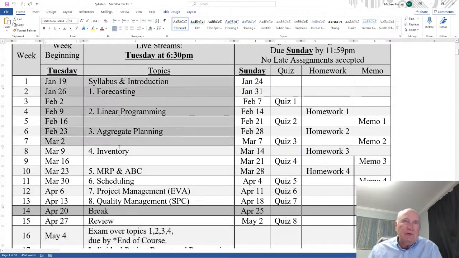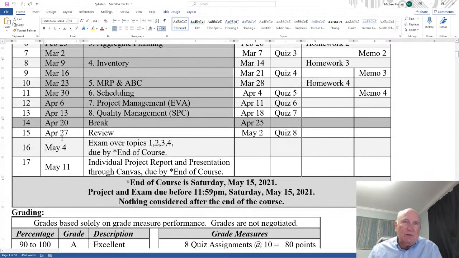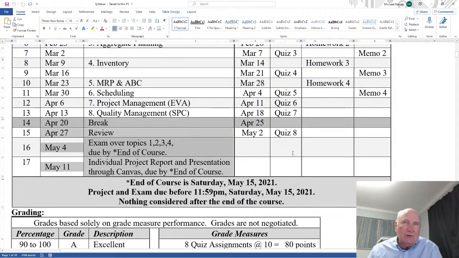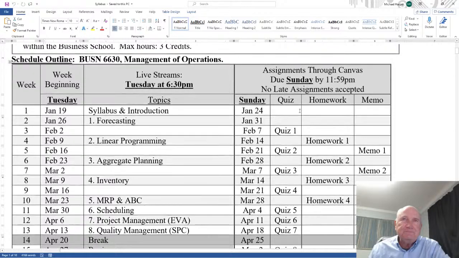So up here is where you learn it. Down here is where you validate what you've learned, and show me. And also it allows me to post grades legitimately. Okay, that's where we are.